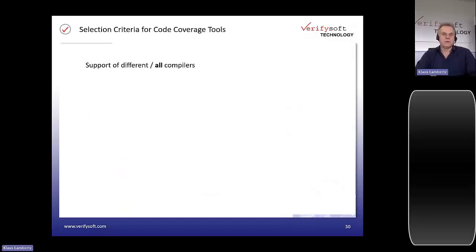Of course it's important that the tool works with your compiler. Better when it works with several compilers or with all compilers. Our coverage tool, the Testwell CTC++, works with all compilers, and this with one license only. And it is also important that the coverage tool has a low instrumentation overhead. We'll tell you on the next slide what it is about.